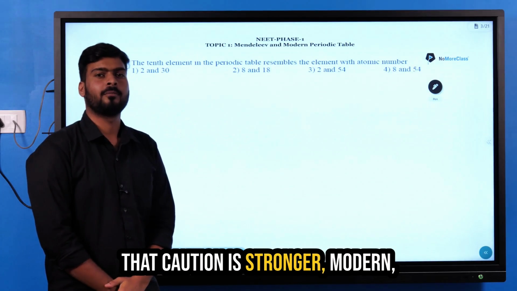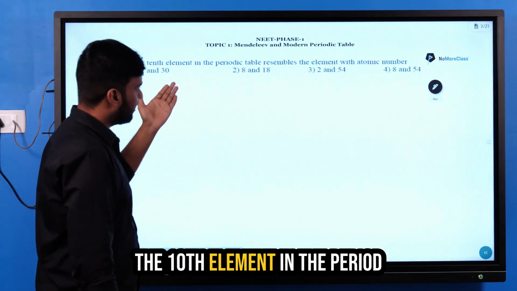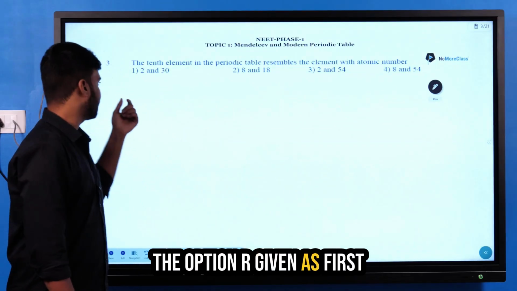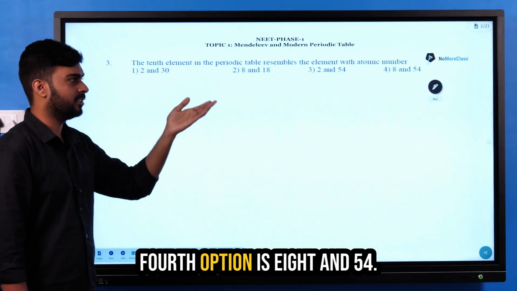The top question is from the modern periodic table and Mendeleev's periodic table. The question is: the 10th element in the periodic table resembles the element with the atomic number. The options are: first option, 2 and 30; second option, 8 and 18; third option, 2 and 54; fourth option, 8 and 54.